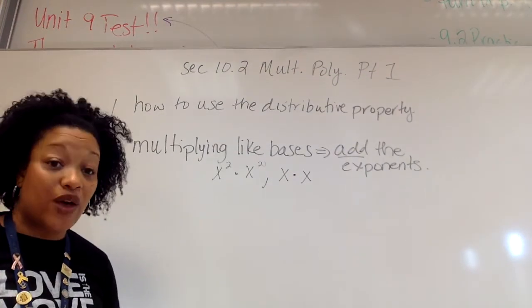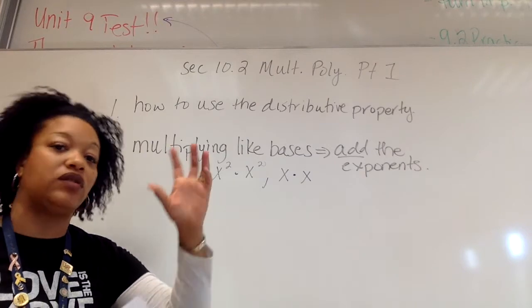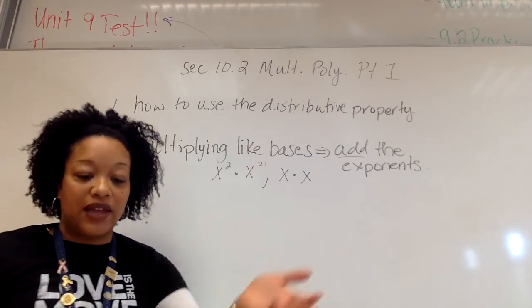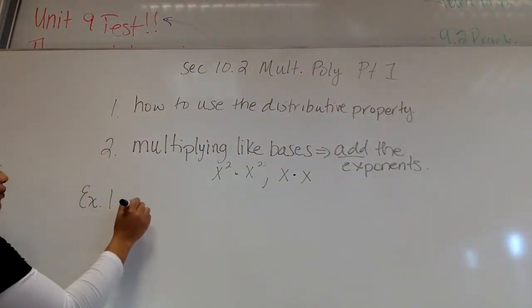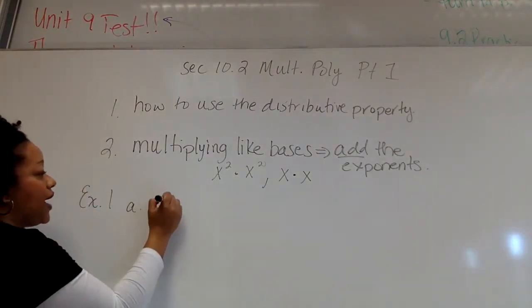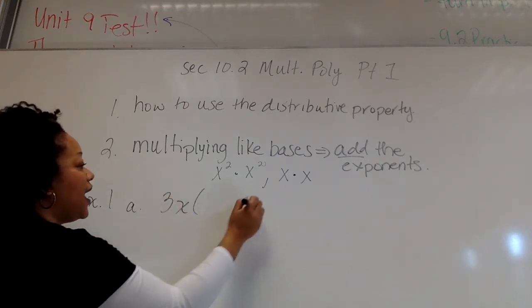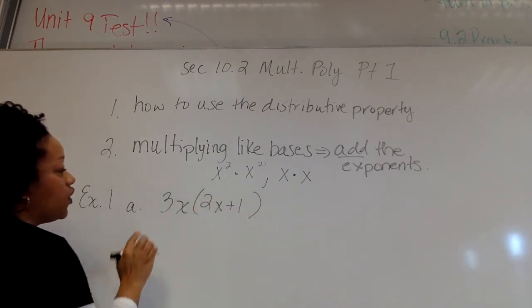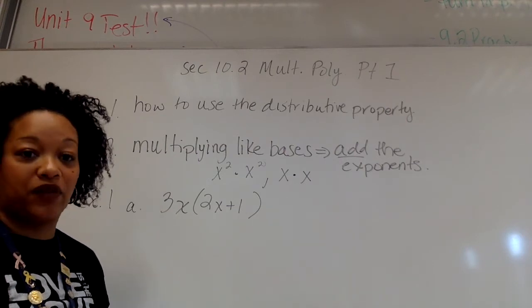If you do well on those, you should do well on multiplying monomials and trinomials and binomials and trinomials or whatever we're doing today. So let's go ahead and look at example 1 so you can get an idea of what I'm talking about. Letter A, you have a binomial. I'm sorry, that's not a binomial, that's a monomial times a binomial. All right? So we have 3x times the quantity 2x plus 1.